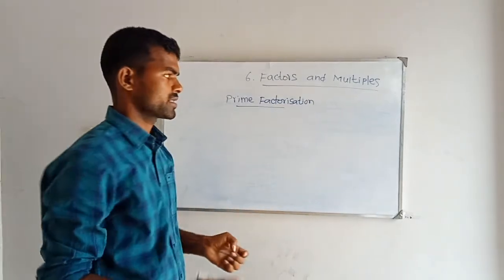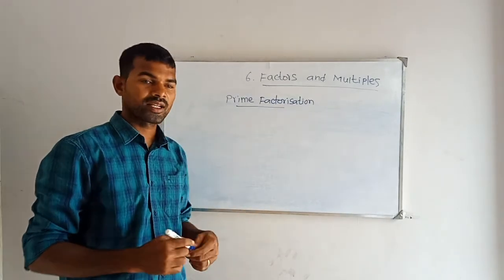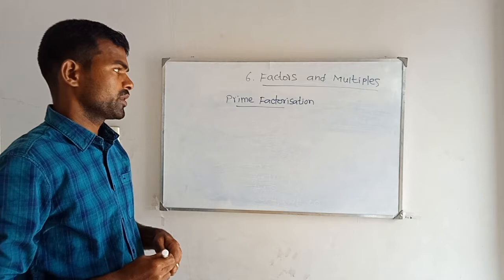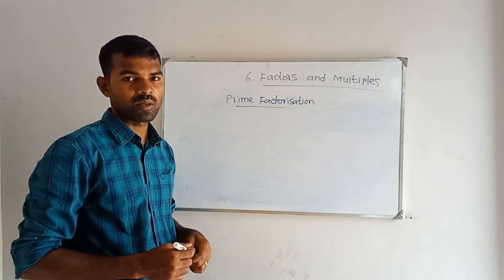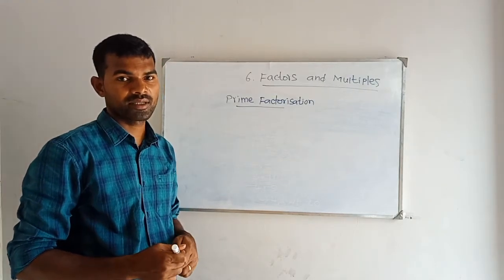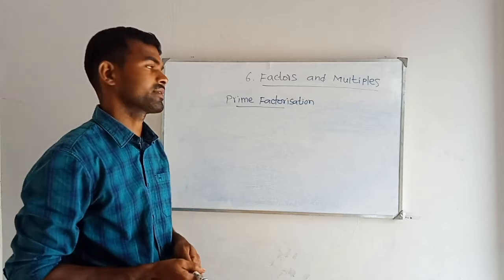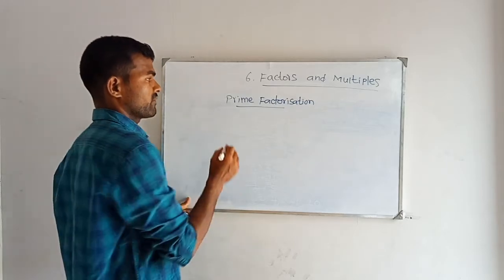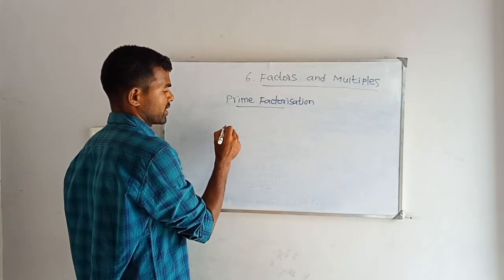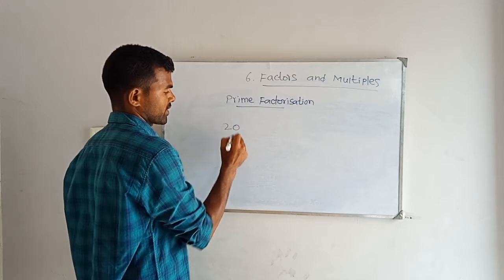Prime factorization. In prime factorization, we need to know about prime numbers. A prime number has only 2 factors. Now prime factorization applies to any number. Let us take the number 20.